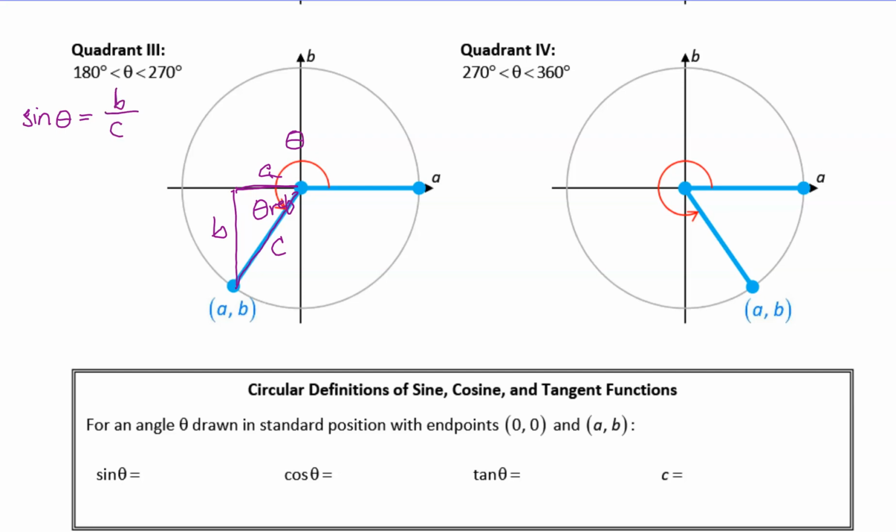Sine of theta is opposite over hypotenuse. Cosine theta is adjacent over hypotenuse. Tangent theta is opposite over adjacent.